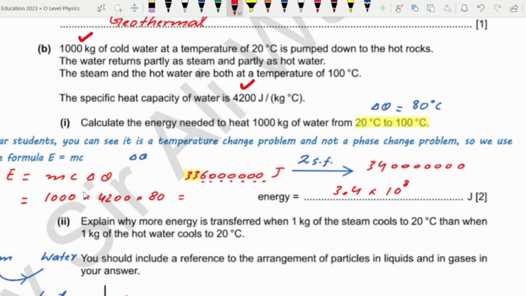Energy equals mass. The mass is 1000, given in the data. C is 4200, given in the data. Delta theta is 100 minus 20. Change in temperature is 80. You hit it on the calculator, you get this answer. You can convert it into two significant figures if you want, or you can just write it down as it is. It's a good idea that whenever your answer is more than 10,000, you convert it into scientific form. So 3.4 times 10 to the power 8 joules. The unit is already there, no need to write the unit.